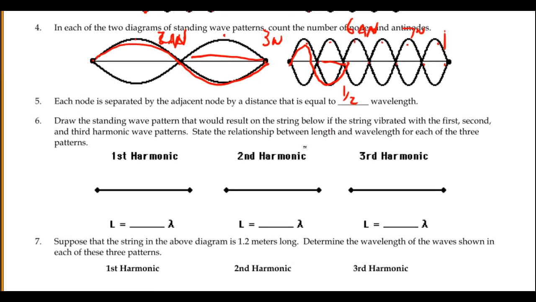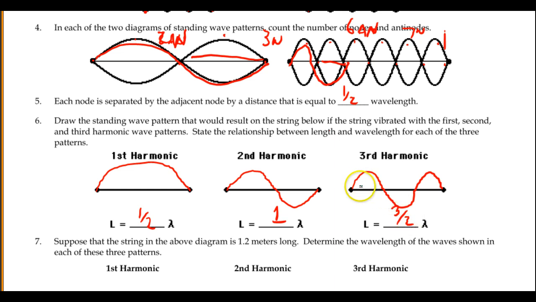Number 6, we're going to draw the standing wave pattern that would result if the strings vibrate the first, second, and third harmonic patterns. Okay, the first harmonic is 1 antinode. Now, this distance L, the length of this, therefore, is 1/2 of the wavelength. The second harmonic is 2 antinodes, so that's equal to 1 wavelength. And the third harmonic would be 1, 2, 3 antinodes, making the length 3/2 of the wavelength, so 1.5 wavelengths.